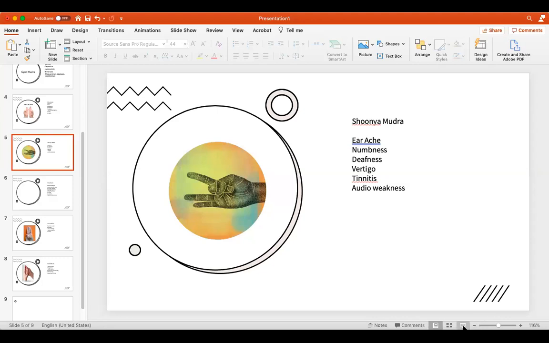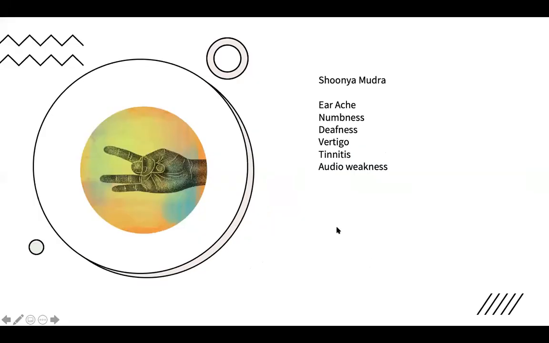Okay, and so that's about the Prana Mudra. So next one, for vertigo. Okay, so we will do one for vertigo. Where is it? So, share screen. There we go. Okay. So this is called the Shunya Mudra.